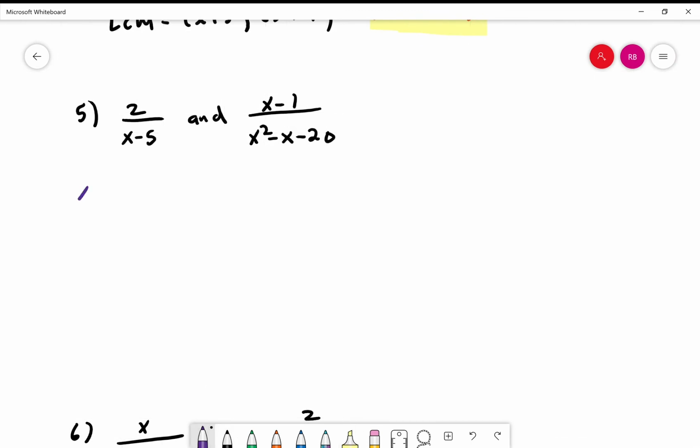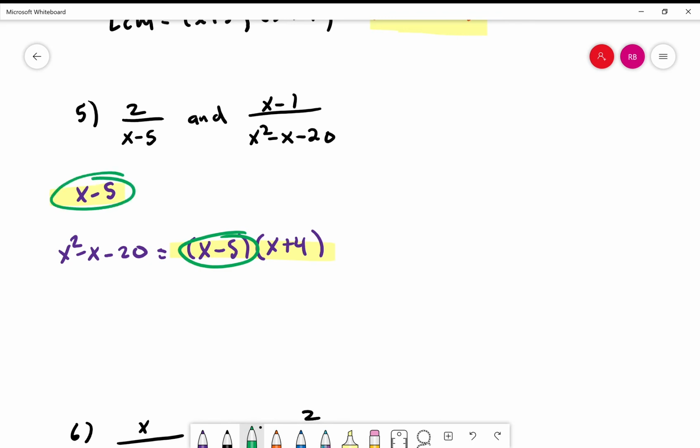This one we have x minus 5 and x squared minus x minus 20. We can factor this one out further. We get x minus 5, x plus 4. So now you can see that they share, well, I'm going to highlight the ones we're working with, and then x minus 5, that's a shared factor, so I only write it down once. And then bring down the rest of your factors, x minus 5 and x plus 4. So that is your LCM.